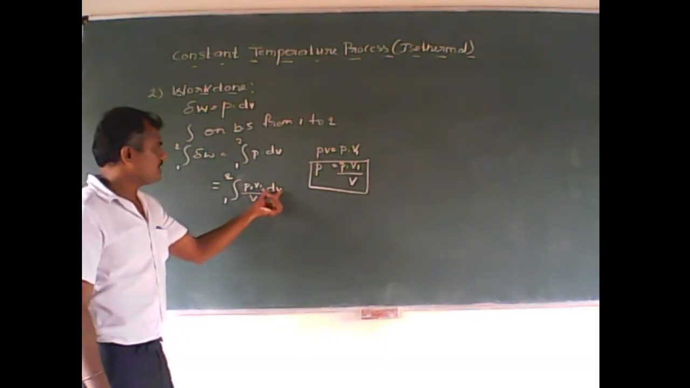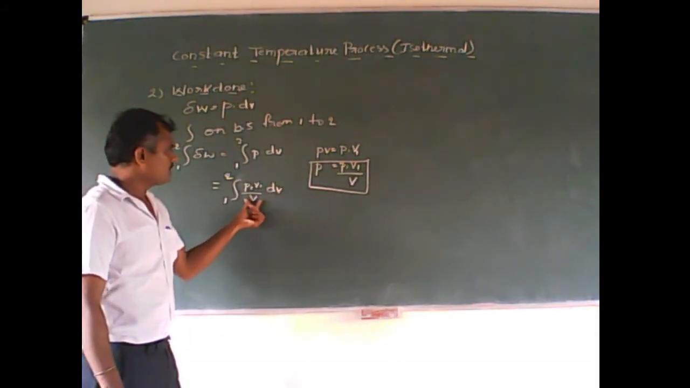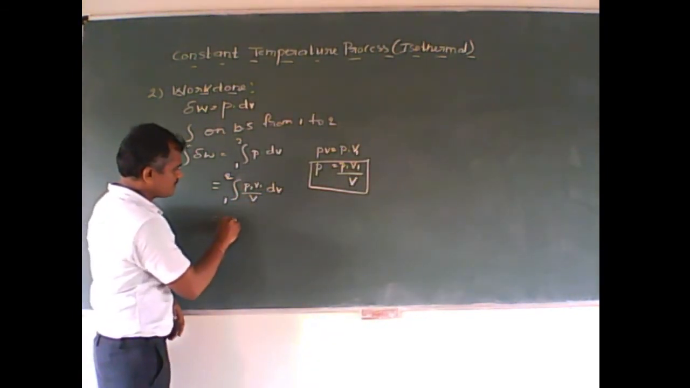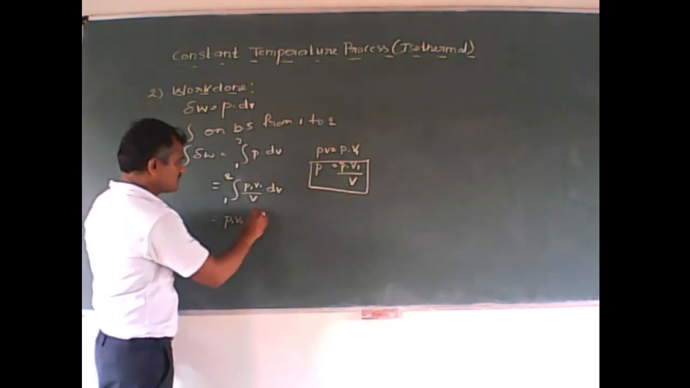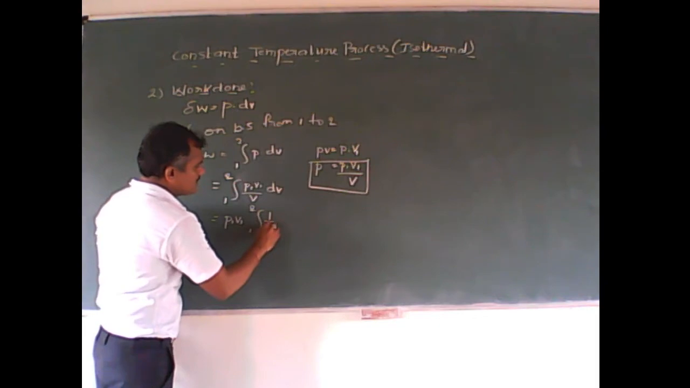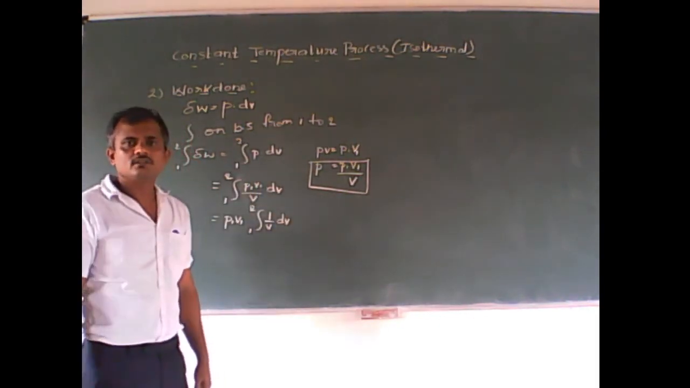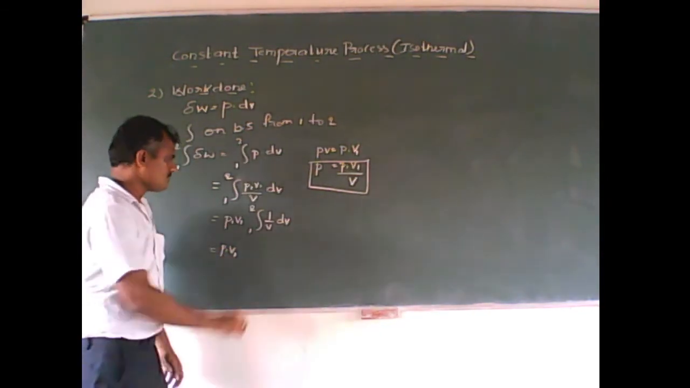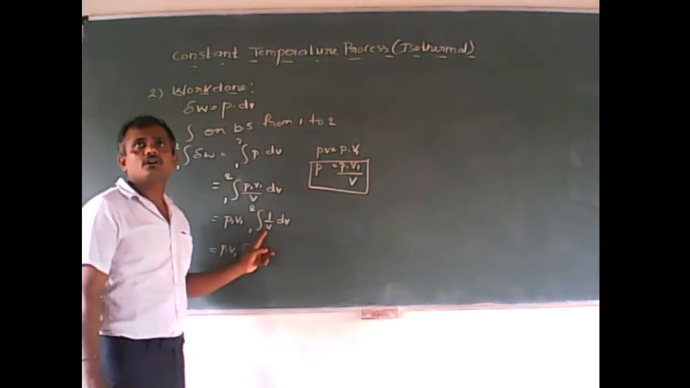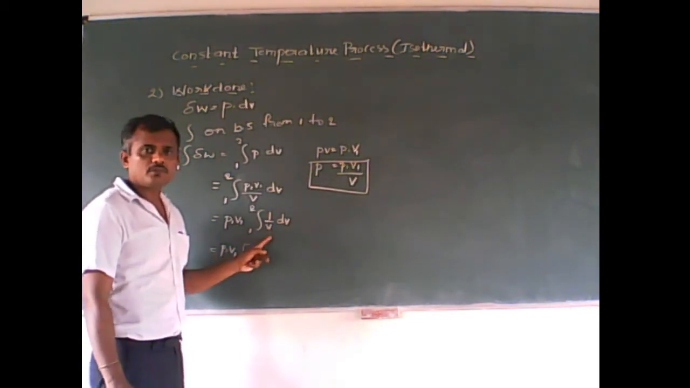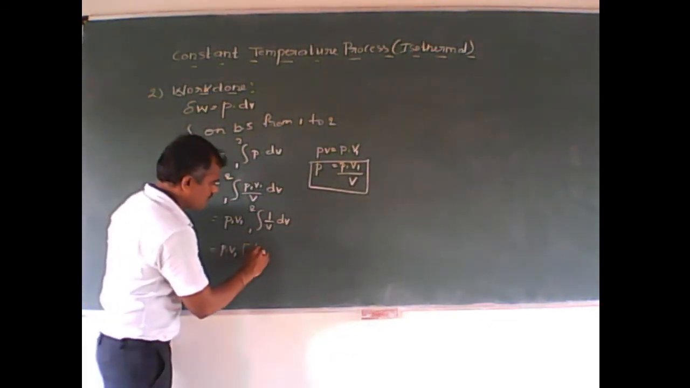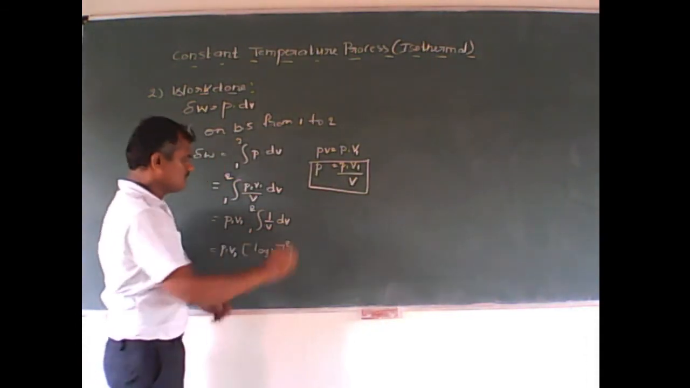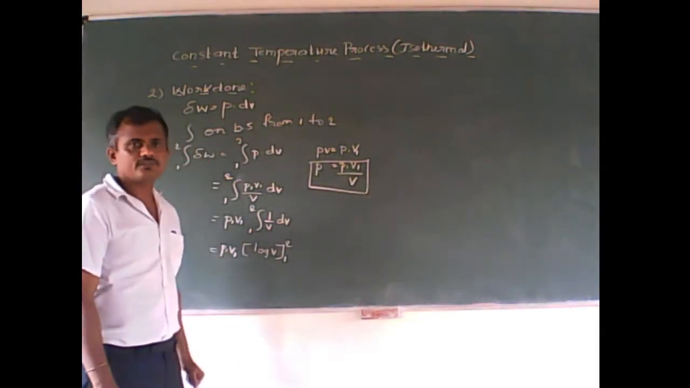Here in the integration part, dV can be integrated only for this term, and P1 V1 is a constant here. Therefore, I would like to take it outside. P1 V1 I will keep outside, and the remaining thing becomes like this. So the next step is this one. Please concentrate here. P1 V1 into the integration of 1 by V with respect to dV is nothing but log V, with limits 1 to 2.